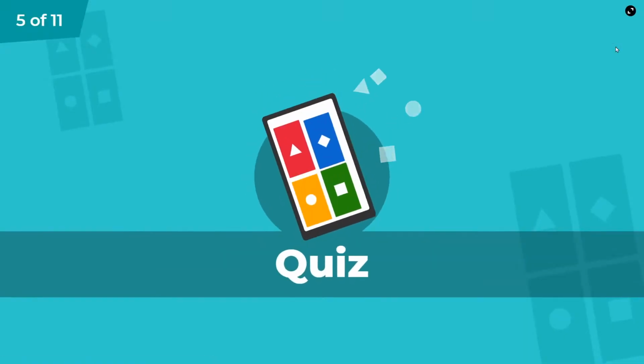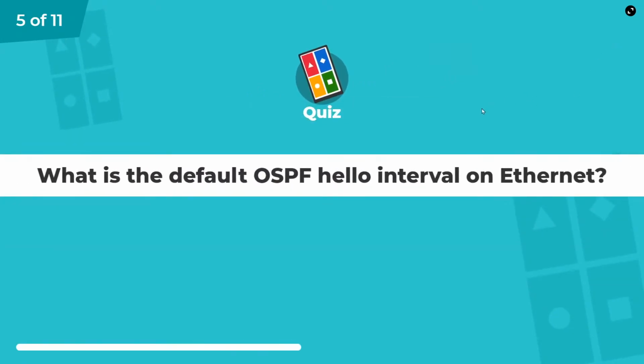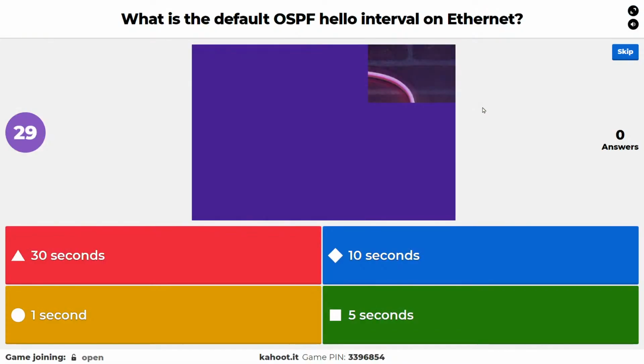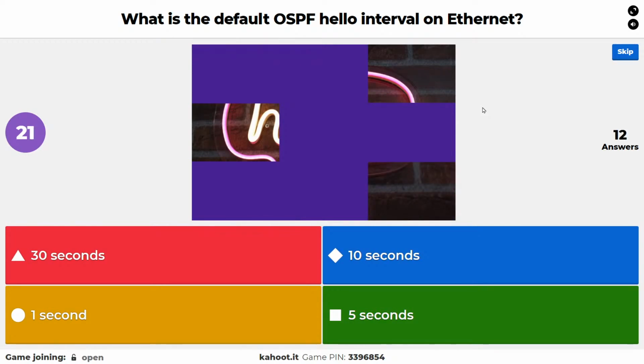We are about halfway through. What is the default OSPF hello interval if an interface is on Ethernet? That'd be Fast Ethernet, Ethernet, Gigabit Ethernet, 10 Gig Ethernet. What's the default hello interval?